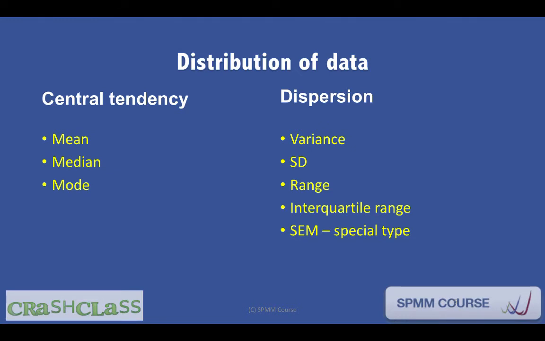Okay, and the interquartile range, IQR, is nothing but the difference between the 25th centile value and the 75th centile value. Okay, 25 and 75. The difference is the interquartile range. The first and last value difference is the range. The 25th and 75th value difference is the interquartile range. Okay, what is SEM? I will tell you what SEM is later on. SEM is a special type of dispersion. It's called standard error of mean.